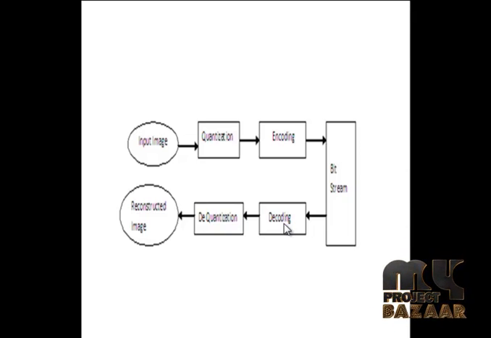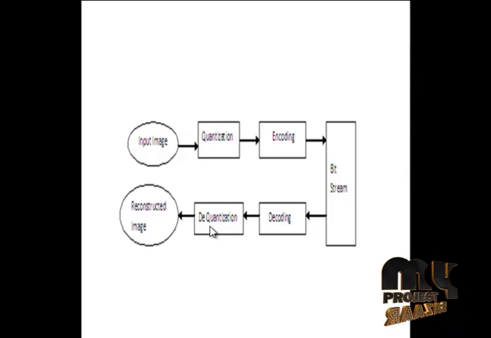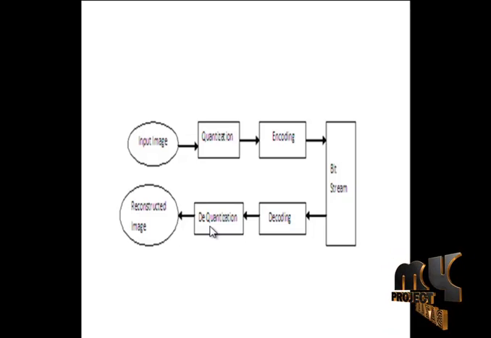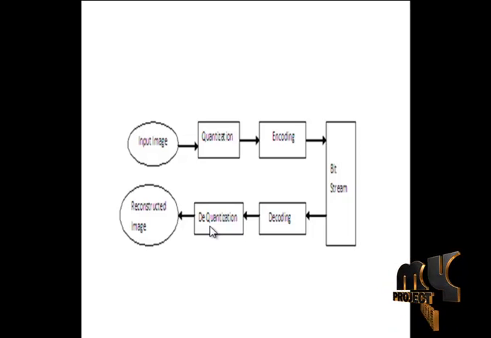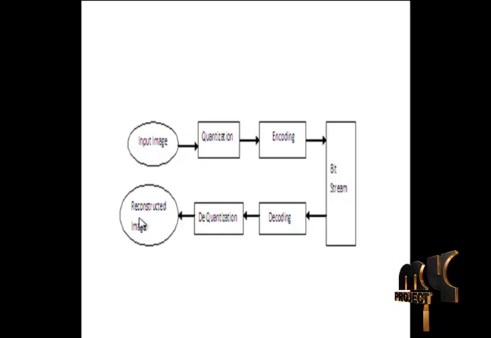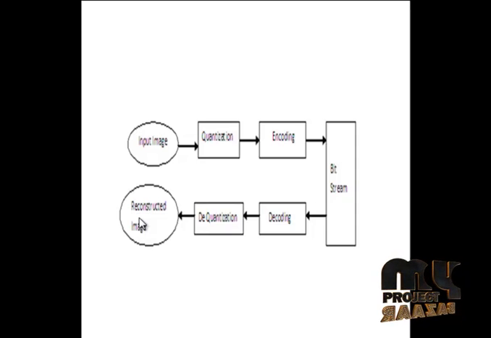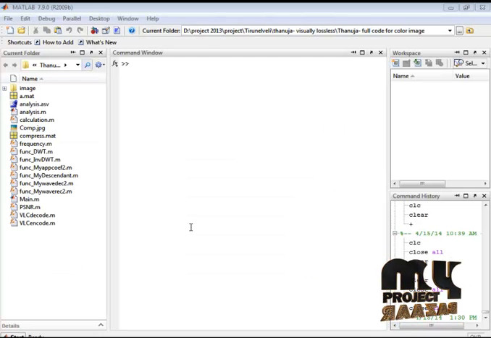After extracting the coefficients, it will pass to the dequantization. In dequantization, inverse wavelet transform will be taken, so the coefficients will be reconstructed as an image. After reconstructing the image, we are getting the final result. For the final result, we are analyzing the compression ratio, PSNR and MSE values, and bits per pixel values. Now let's see the demo for the process.